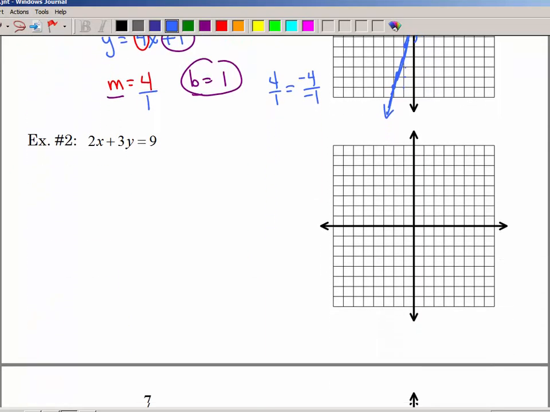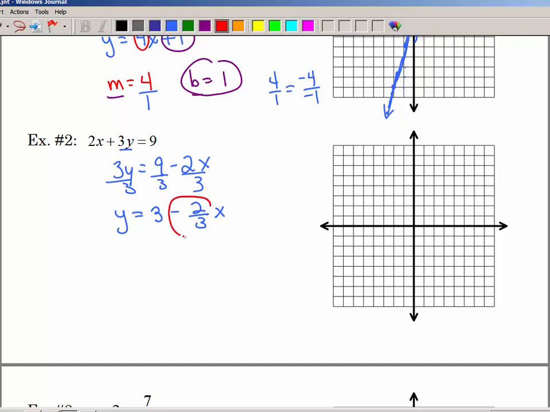Let's look at the next example. So we want to solve for y. So I'm going to subtract 2x from both sides. Then I'm going to divide by 3. 9 divided by 3 is 3, and then I have minus 2/3 x. Now you can leave it like that as long as you know the number including the sign that's multiplied by x, that's going to be our slope, and then the other number is going to be b.